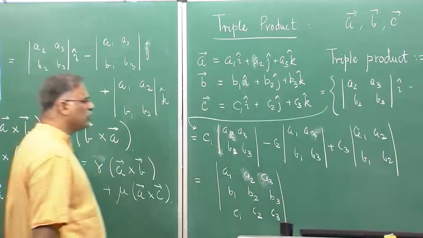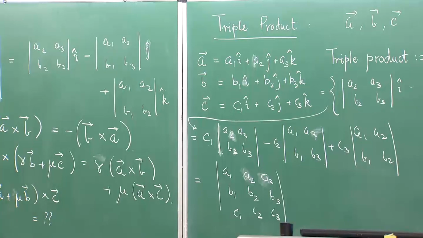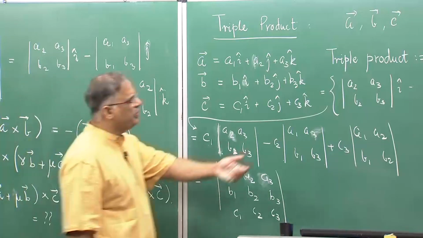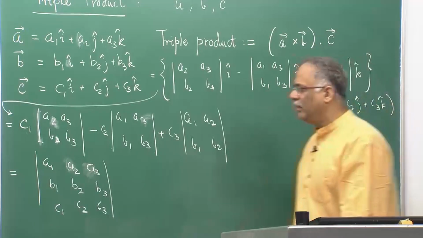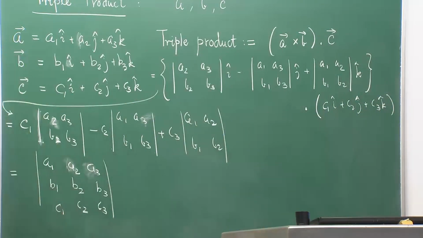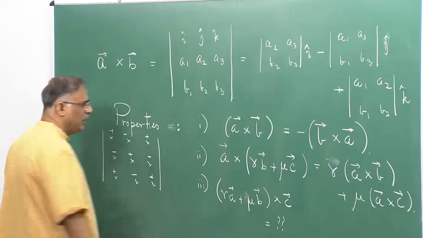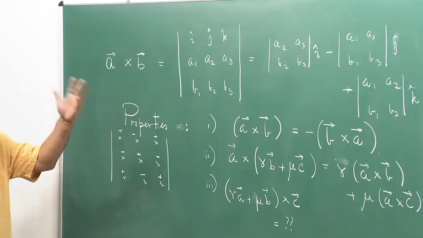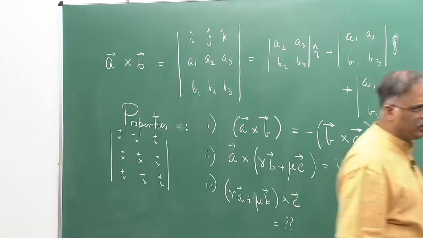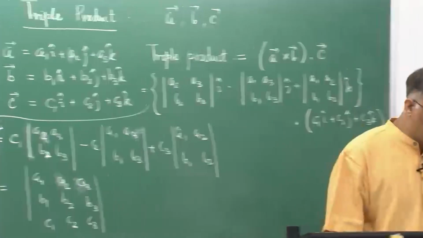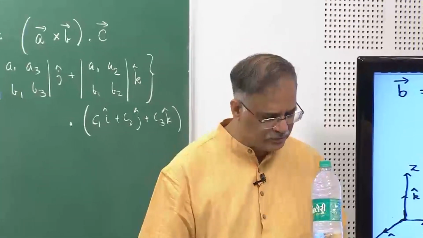So, what do you get? Naturally, A cross B is a vector and C is a vector, so the dot product of two vectors is a scalar. But that scalar can be expressed as a determinant whose inputs are the coordinates of the vectors, A1, A2, A3, and this will become pretty important as we go along with this concept.